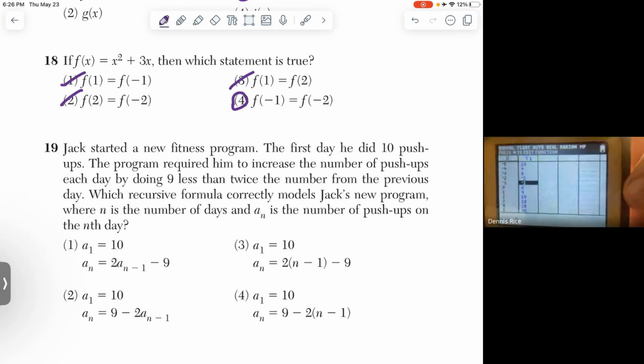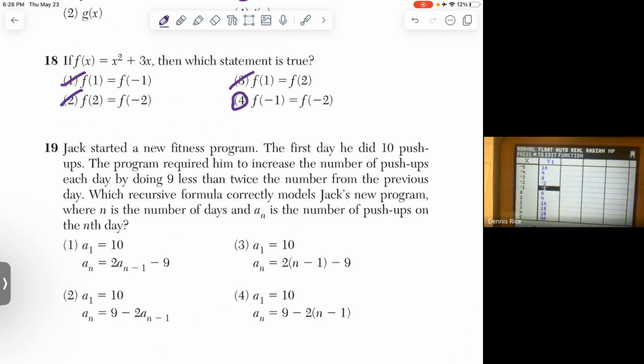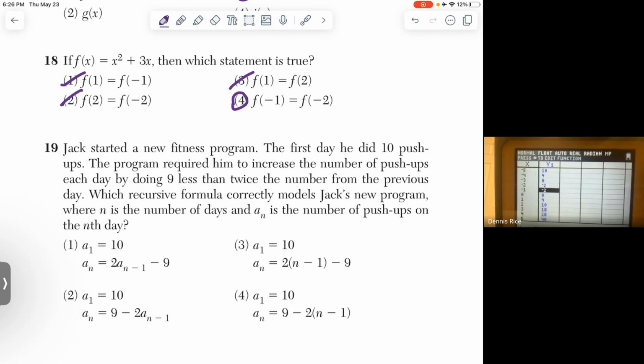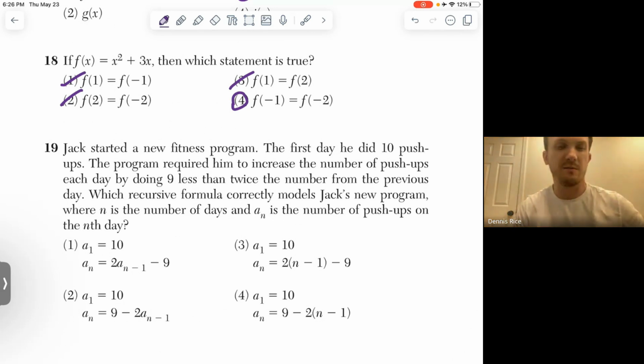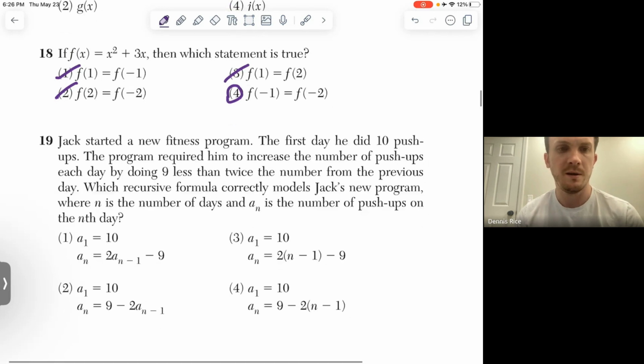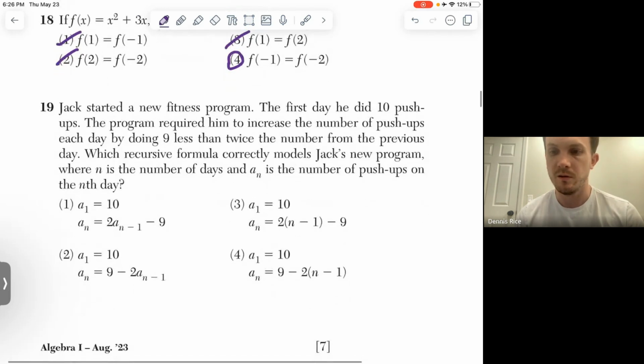If you don't have a calculator, this is what your table looks like. At x equals negative 1 and x equals negative 2, they have the exact same y value. Otherwise, it's kind of an annoying question to answer, so using the table really comes in handy. Yep, 17 was 3. 18, 4.